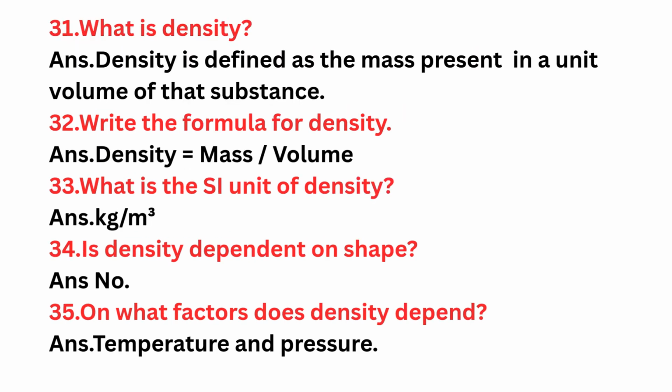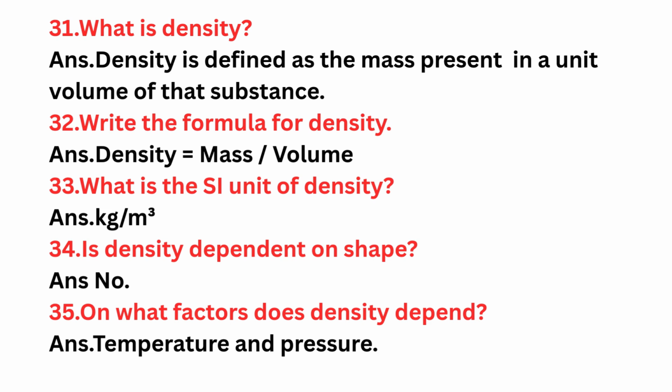Question number 31, what is density? Answer, density is defined as the mass present in a unit volume of that substance. Question number 32, write the formula for density. Answer, density is equal to mass by volume. Question number 33, what is the SI unit of density? Answer, kilogram per meter cube.